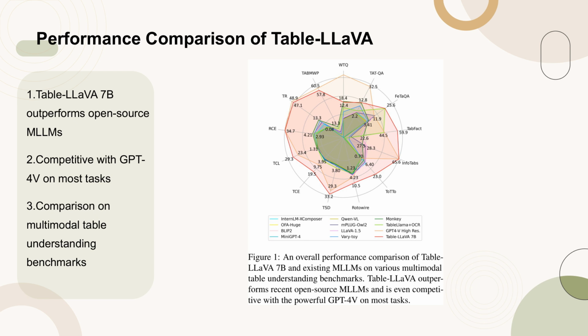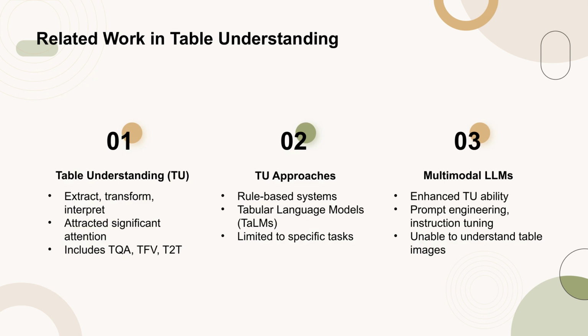The table understanding (TU) problem focuses on automatically extracting, transforming, and interpreting essential information from tabular data. This has attracted significant attention in recent years. Various tasks fall under TU, such as table question answering, TQA, table fact verification, TFV, and table-to-text, T2T, generation. Different approaches have been proposed to solve these tasks, ranging from early rule-based systems to later tabular language models. However, these methods are limited to specific tasks and table types.